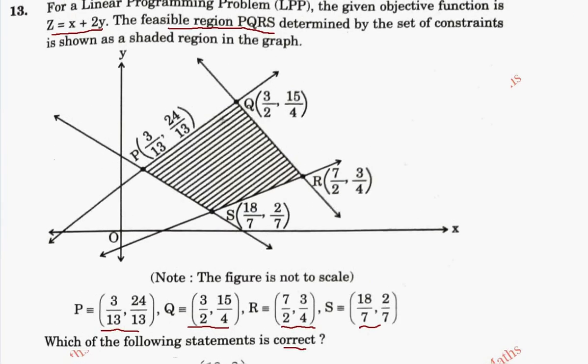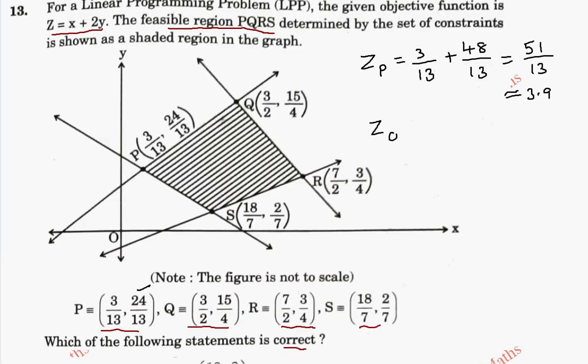So let's take the point P and substitute in z. So I take it as ZP. So 13 we have in the denominator. So 3 by 13 plus 2y. So 2 into 24, which is 48 by 13. So it is 51 by 13. 52 by 13 is 4. So this is roughly 3.9 something.